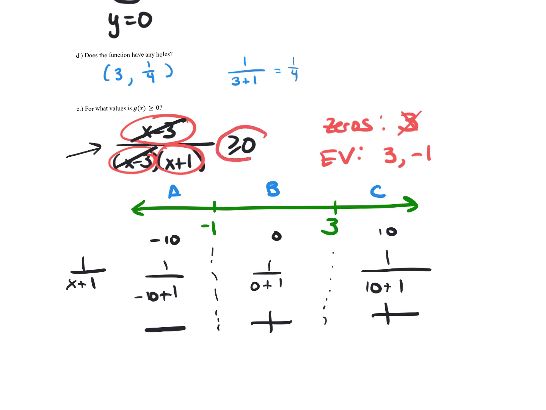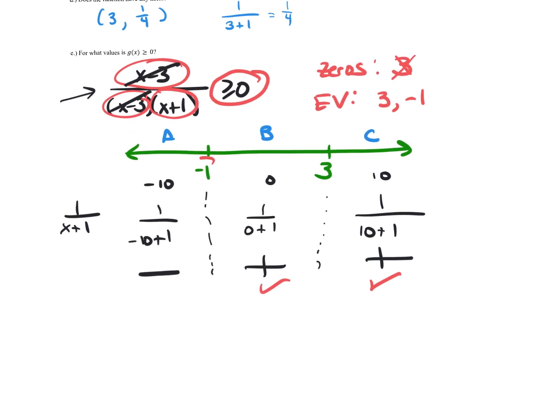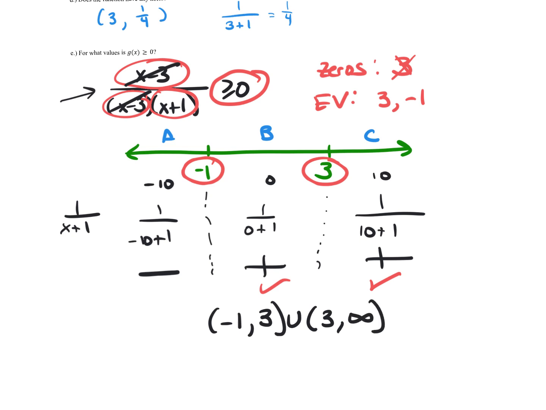Now in this problem, I'm looking for regions that are greater than 0, which are these two regions. So now, based on these two key numbers, I'll just write my two solution regions. Now, negative 1 and 3 are excluded, so I'll just put those in parentheses. So negative 1 to 3 and 3 to infinity. Those are the two regions that would make this inequality true.